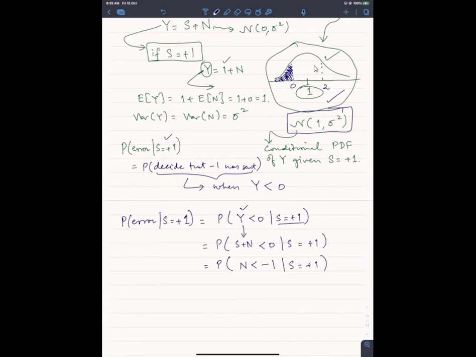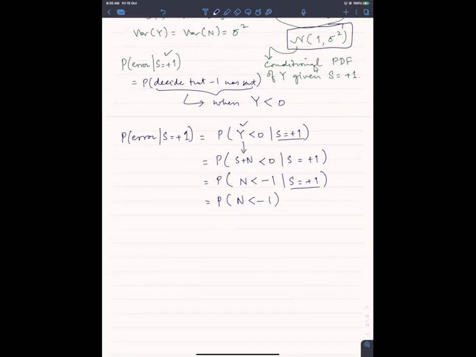Normally, the noise and the signal, they are independent of each other, which means कि noise की जो distribution है वो तो naturally occurring है. उसकी सेहत पे कोई फर्क नहीं पड़ता कि आपने सिग्नल 1 भेजा था या -1 भेजा था. Noise तो उसकी वही distribution रहेगी. So this would be probability noise is less than -1. But noise has a distribution which is normal 0 and sigma square.